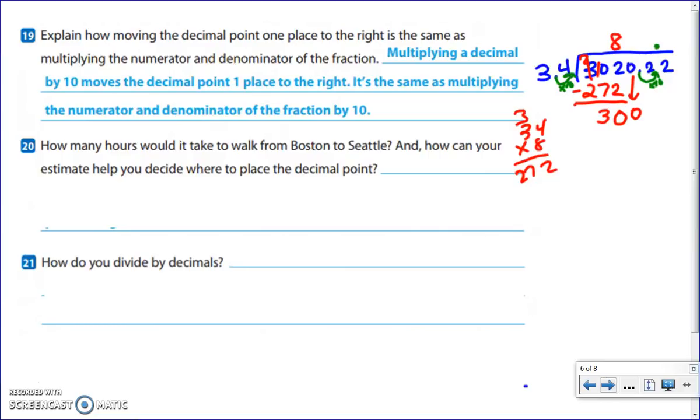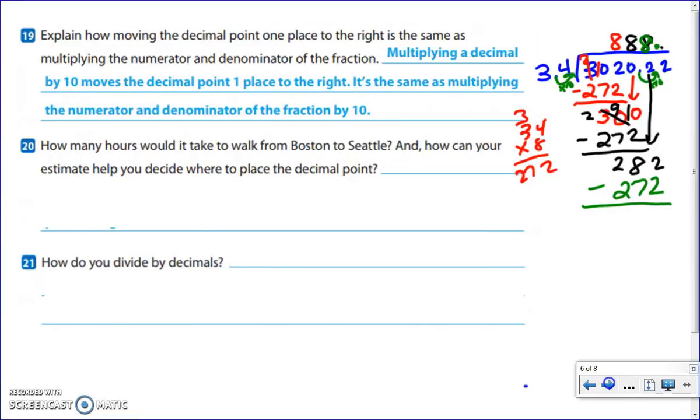And so basically I just have the same exact thing, 302, same thing. I think it's going to go in 8 times. It's going to be as close as I can get. I'm going to subtract again 272. I already made that calculation. And I'm going to borrow. Looks like we have 28 this time. Now bring my 2 down, and now I have 282. So again, really close to 272. So I'm going to have that 8 up there, and I'm going to subtract 272. That leaves me with 10.